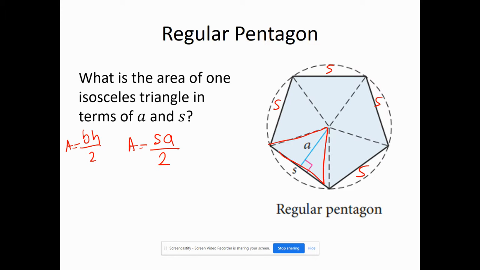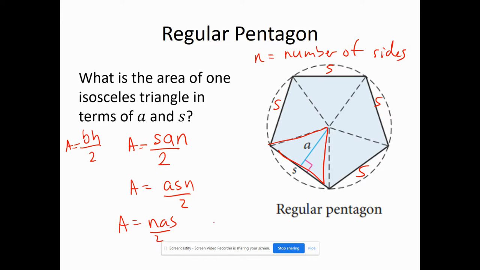But how many triangles are there? There are 5. So now we multiply this by 5. But instead of writing 5, we're going to write n, because n represents the number of sides in our formula. Okay, so we get this SAN over 2. And the order of multiplication doesn't matter, so it could be ASN over 2. It could be NAS over 2. However you want to remember those letters in that order.